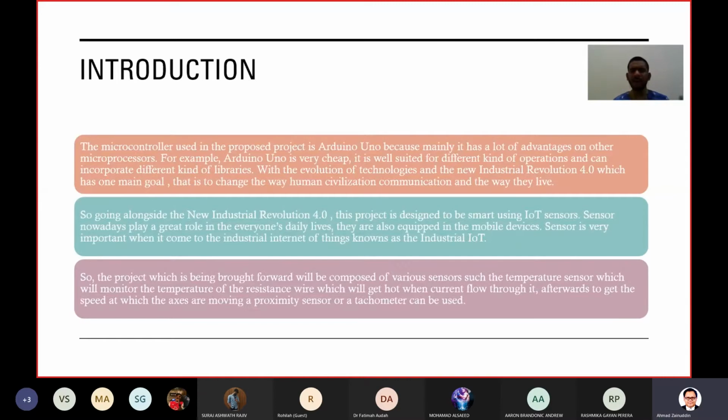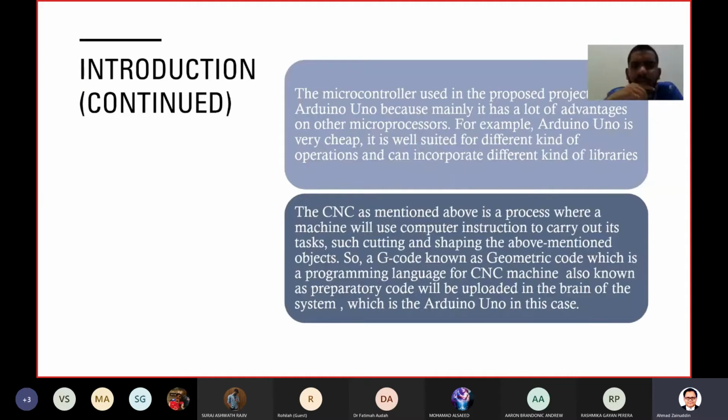With the evolution of technology, with the new industrial revolution 4.0, we are trying to change the way humans communicate and the way they live. So this project is also going along with industrial revolution 4.0. The project will be composed of temperature sensors, and maybe speedometers also, to make the machine smart, to be able to monitor the temperature and the speed at which the axes are moving. The machine will also use G-code, geometry code, which will set a pathway for the machine to start cutting, where to move, and in which direction to move.